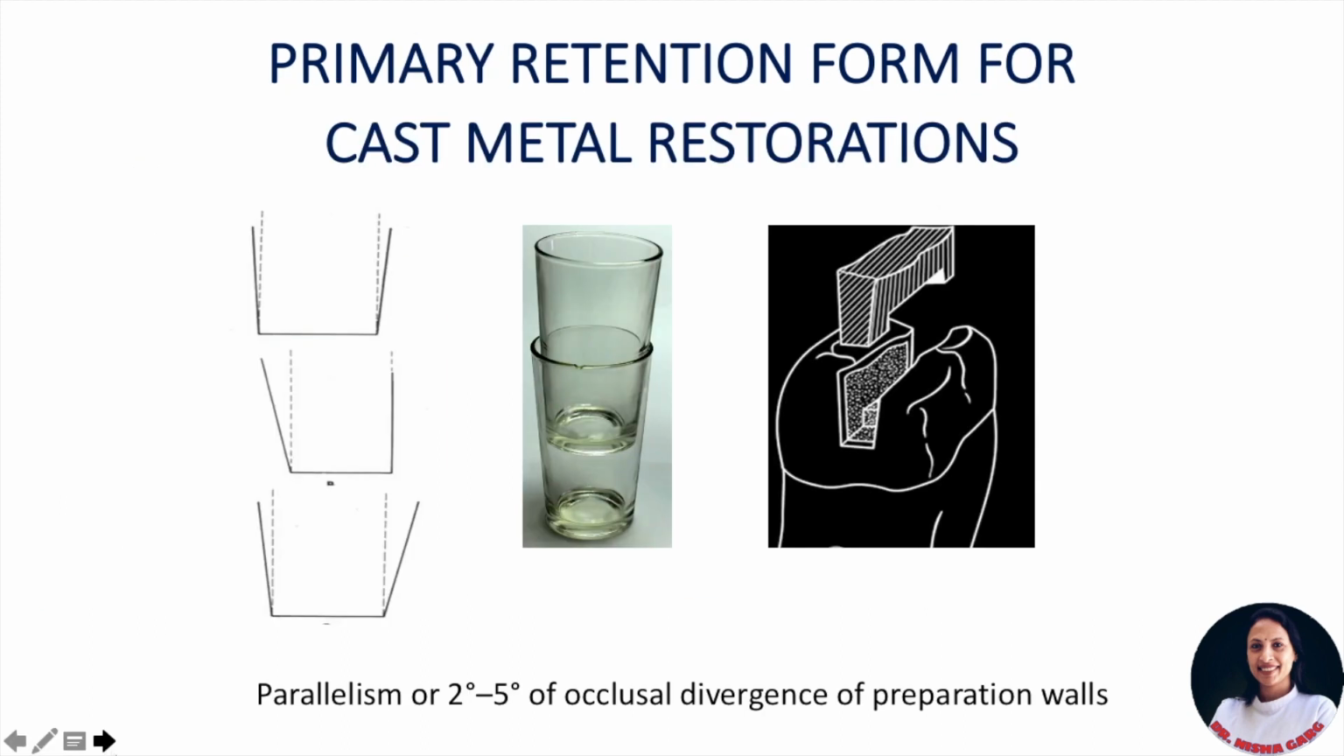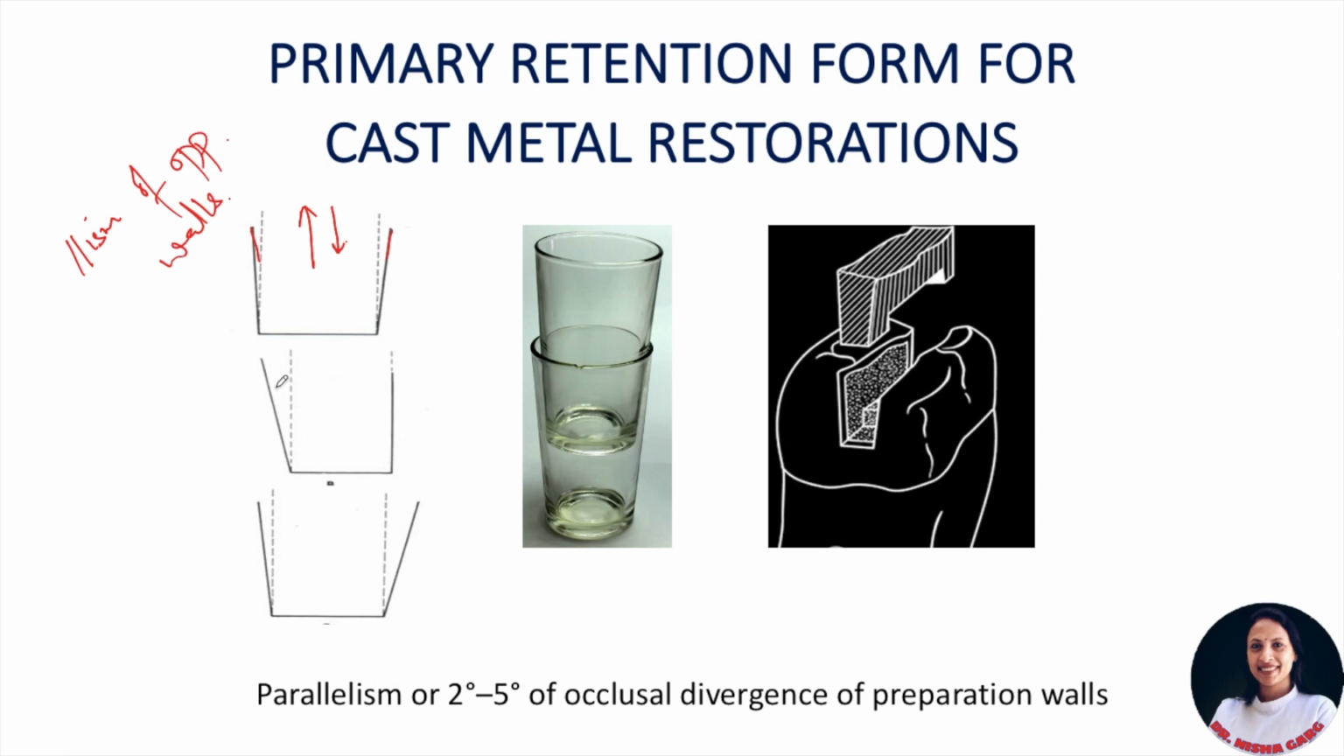Now we'll see the retentive features for cast metal restorations. See, in cast metal restorations, retention can be achieved by providing parallelism of the opposite walls. Now, what does it mean? In this image, you can see that the opposite walls are parallel, and these parallel walls provide a single path of insertion for the restoration and also prevent micro movement of the surfaces.